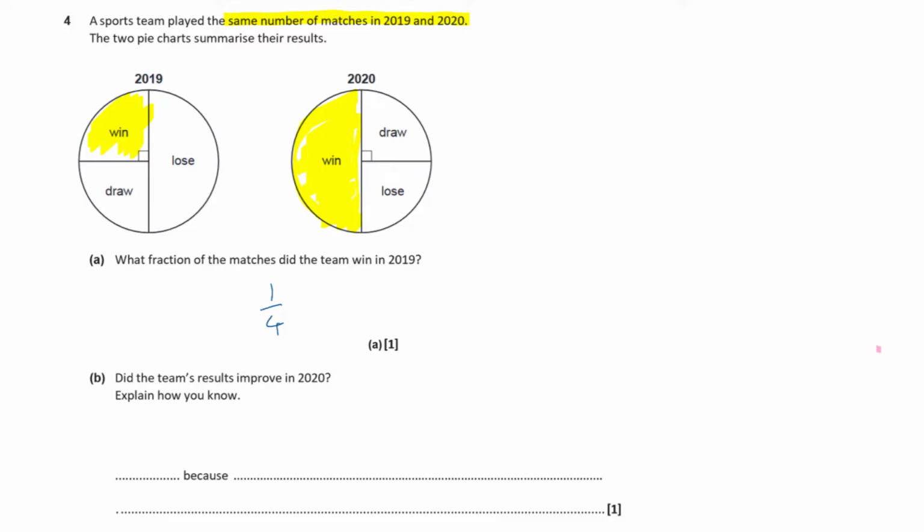So we're going to say, did the team's results improve in 2020? Explain how you know. Yes, because the fraction of games won increased from 1/4 to 1/2 of all matches.